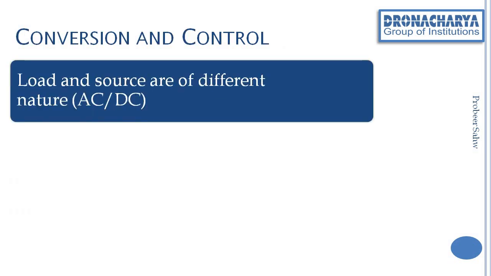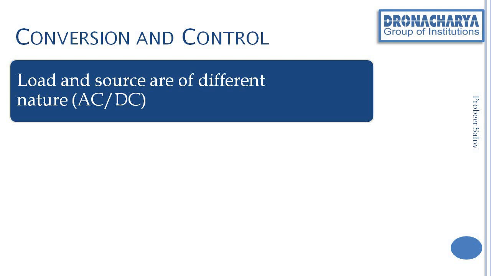Conversion of electric power is required when the load and the source are of different nature. For example, mobile phone. It is powered by a battery which utilizes DC power, and it is charged using AC supply at our homes or offices. Therefore, a converter is required to convert AC power into DC power, which is the mobile phone charger itself in this case.